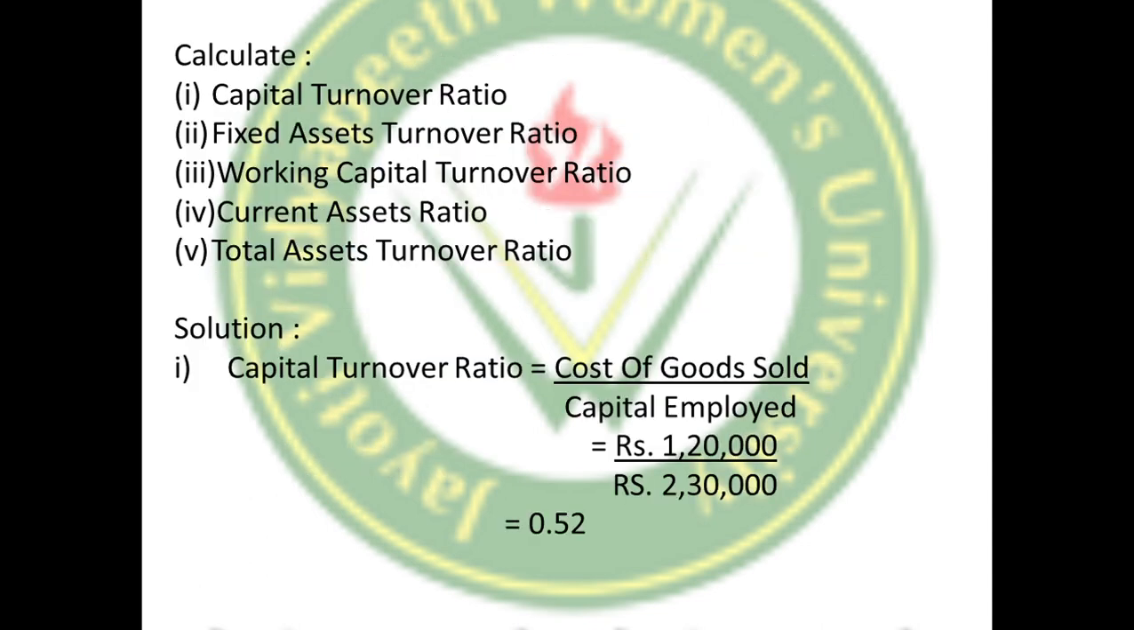Now from this information we have to calculate these 5 ratios. First is capital turnover ratio, fixed assets turnover ratio, working capital turnover ratio, current assets turnover ratio, and total assets turnover ratio. The first is capital turnover ratio. The formula to calculate capital turnover ratio is cost of goods sold divided by capital employed.